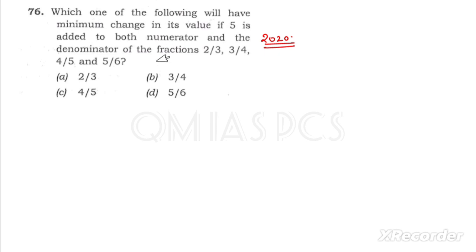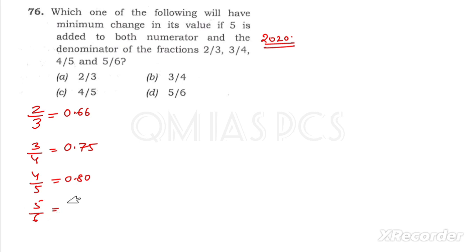So when 5 is added in both numerator and denominator, we have to find the minimum change. See how to solve this one. Firstly, you can see 2 by 3, second is 3 by 4, third is 4 by 5, and last one is 5 by 6. Presently, what is the actual value of this one? This is 0.66 or 67. In percentage form you can multiply by 100, it will be 67 or 66.66. I'm just writing decimal form. Then this one is 0.75, this one is 0.80, and this one is 0.83.